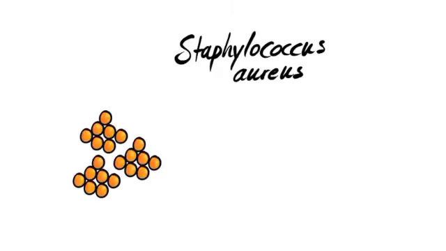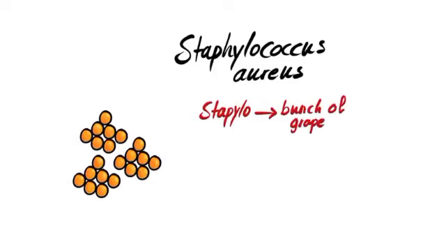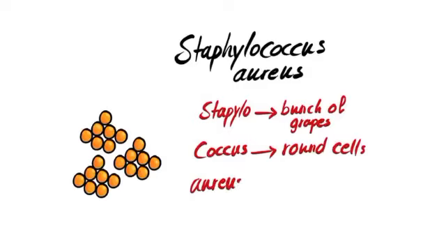Any bacteria's name is composed of 2 words. The first one refers to the name of the genus, and the second one refers to the species name. We'll take Staphylococcus aureus as an example. So Staphylococcus is the genus, and aureus is the species. Also, the name of the microorganism might refer to its shape, like in our example. Staphylo means a bunch of grapes, or a cluster, and coccus means round cells. Aureus means it looks like gold in color when we culture it.